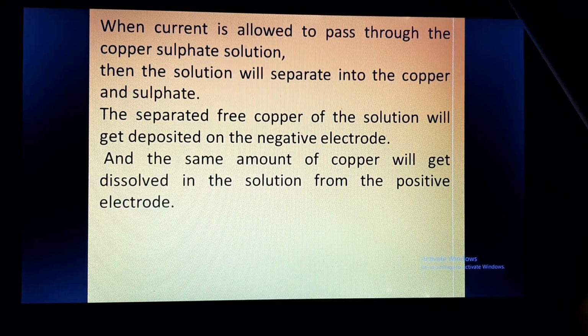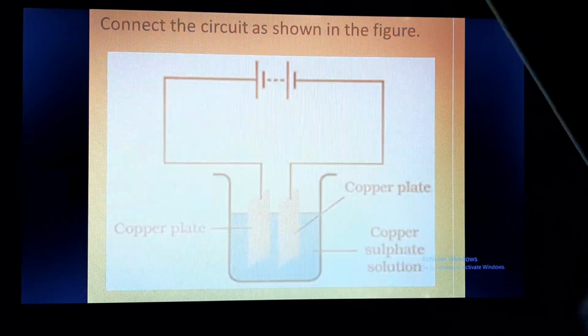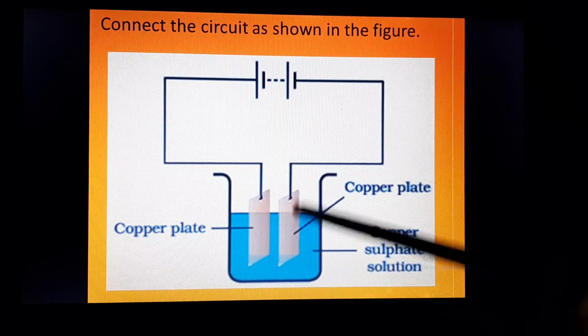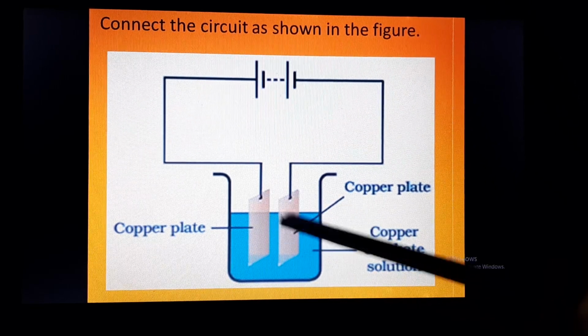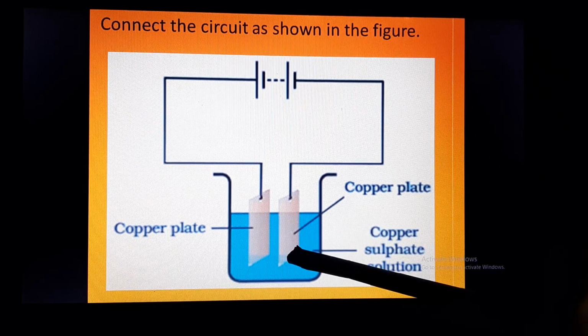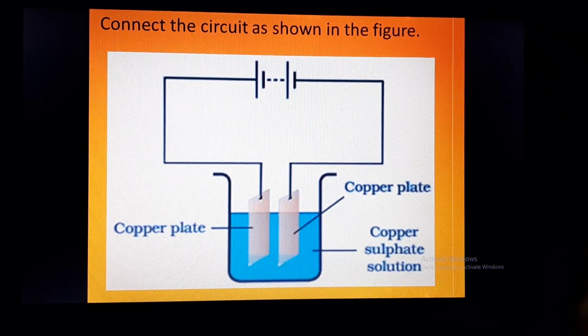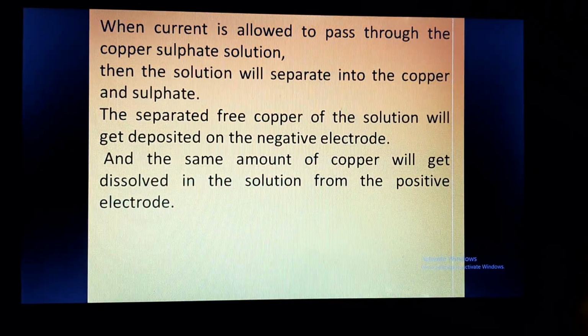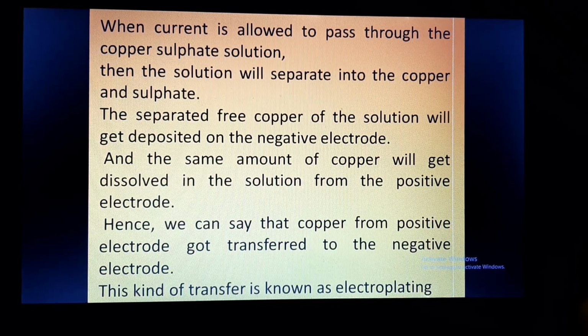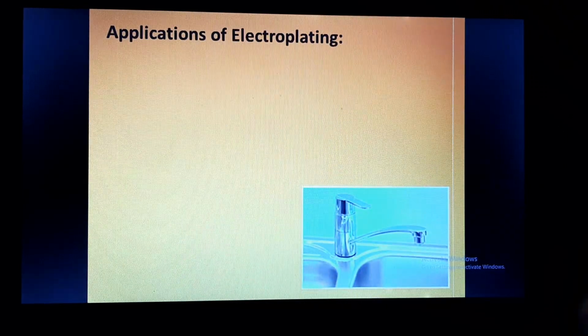At the same time, an equal amount of copper will dissolve into the solution from the positive electrode. So what is happening here? From the positive electrode, copper is going into the solution and depositing on the other plate. After a while, you will observe that the thickness of this plate has increased and this plate has thinned down. Hence we can say that copper from the positive electrode got transferred to the negative electrode. This kind of transfer is known as electroplating.